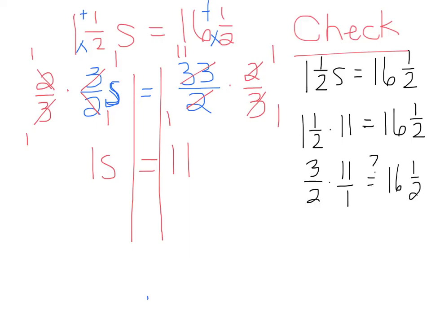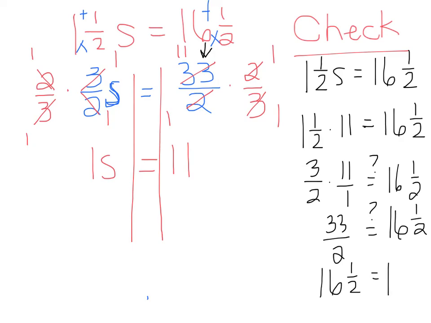We can't cancel anything. 2 does not go into 11. So this would be 3 times 11 is 33. 2 times 1 is 2. And we need to see if that equals 16 and a half. Well, if we look back at our original problem, 16 and a half turned into 33 over 2. So yes, we are correct. 16 and a half equals 16 and a half.